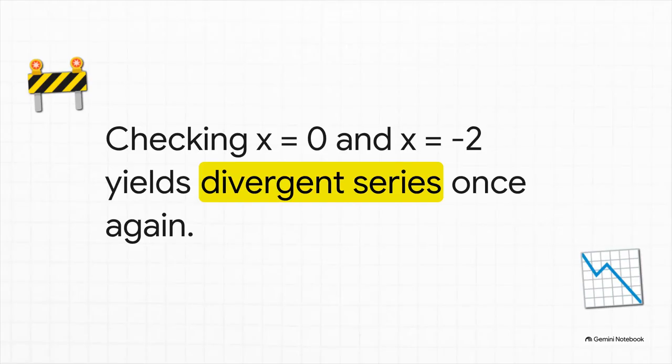And right away, we hit a massive realization. Look at our radius. For this second series, the light of our campfire only reaches out 1 unit. And just like before, if we check the literal endpoints of this interval at 0 and negative 2, we get divergent series. Our mathematical firelight strictly stops right before those exact points, firmly locking in our new open interval.